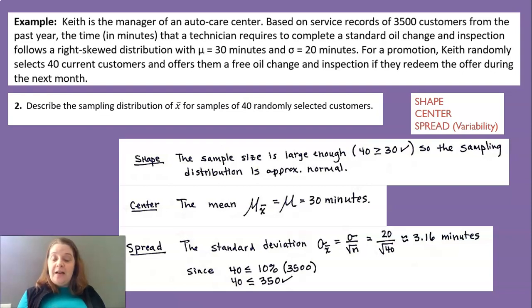And just to confirm, I checked: is 40 less than or equal to 10% of our population? Now, in this case, we know the size of the population. It's 3,500, and 10% of 3,500 is 350. So I can say, for sure, absolutely less than 10%. I don't need to do a "well, in theory, it's reasonable that" this time. I can actually check.